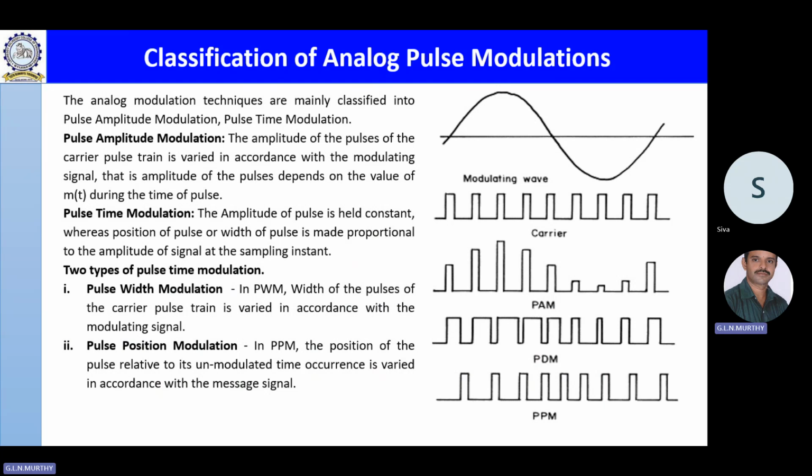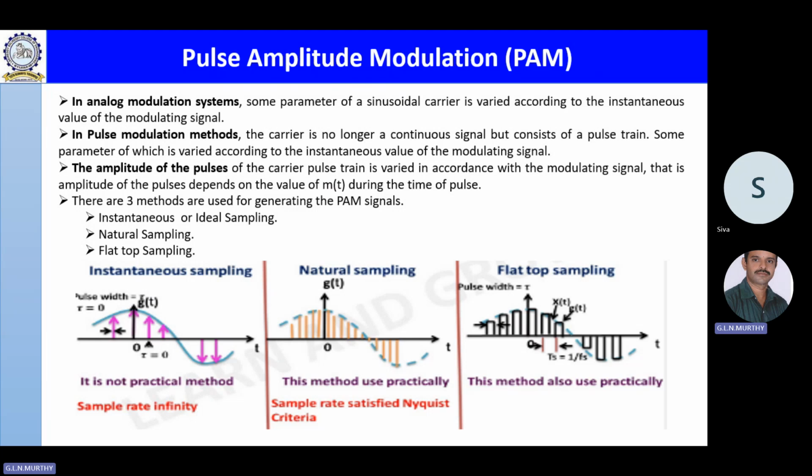Pulse amplitude modulation is defined as the process of changing the amplitude of the periodic pulse waveform in accordance with the instantaneous value of message signal. What it means? In pulse amplitude modulation, the amplitude changes while width and the position are fixed. Okay, that is definition.